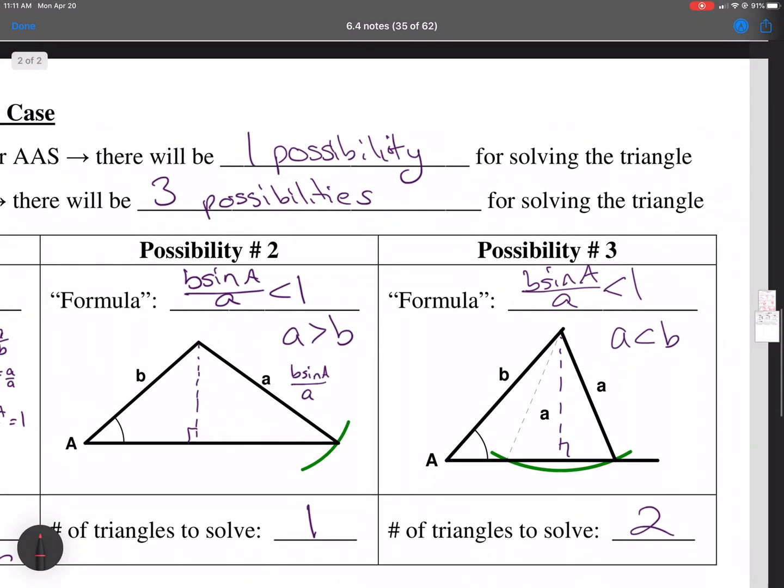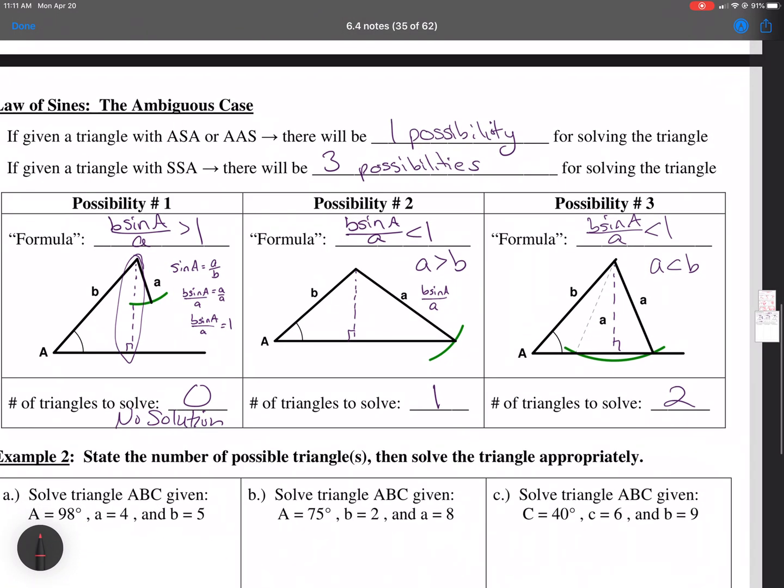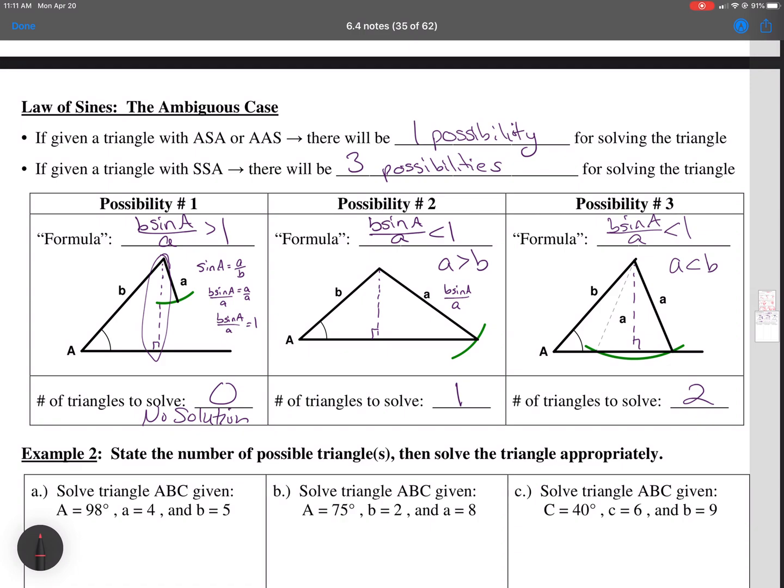All right, so the next thing. For angle, side, angle, and angle, angle, side, there will always be one possibility. But there is something called the ambiguous case where you can have multiple possibilities within the triangle. If you're given a side, side, angle, there will be 3 different possibilities for solving the triangle. The first possibility is when b sine of A over a is greater than 1. Looking at the diagram, this is the type of triangle that is formed. Notice that there is no solution because the side a is not long enough to form an actual triangle.